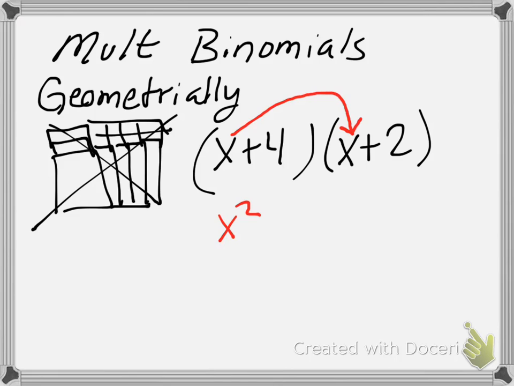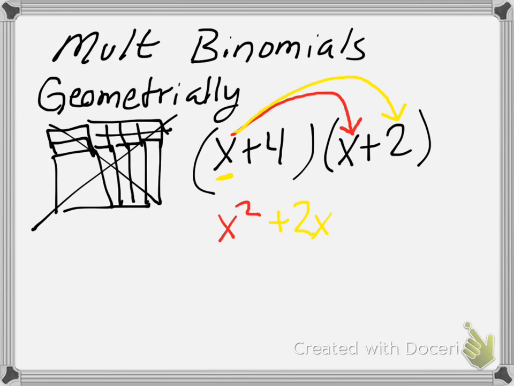And I'm going to change colors on you here to show this. And then it's also going to multiply times the second one. So x times 2 makes 2x. Then you're done with this first term, this x. You have distributed through the second binomial. So you're finished with that one.